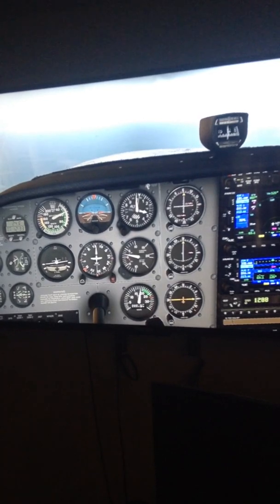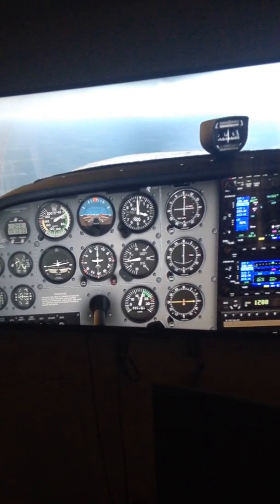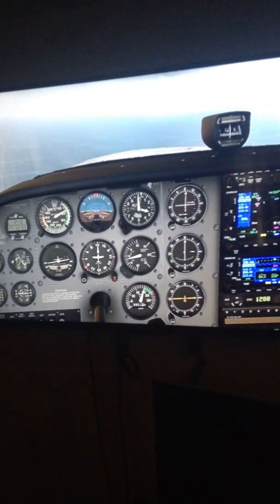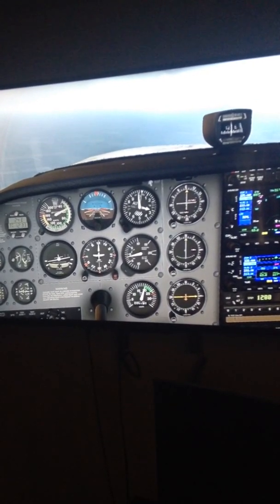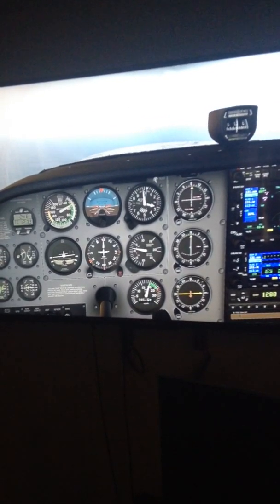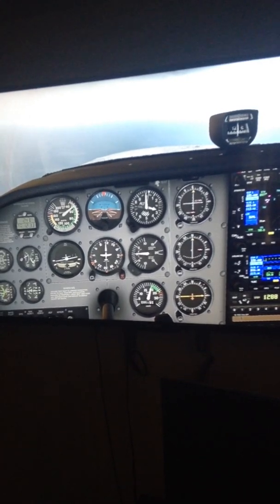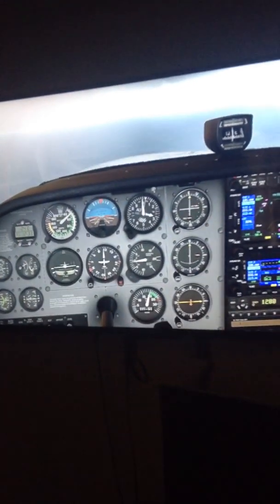If you start getting too slow, all you do is add some power. So we're still at 3,000 feet. We're going about 55, 57 knots. We're going to go ahead and put in our third notch of flaps. Now we're at about 55 knots, 53 knots. We're still at 3,000 feet.